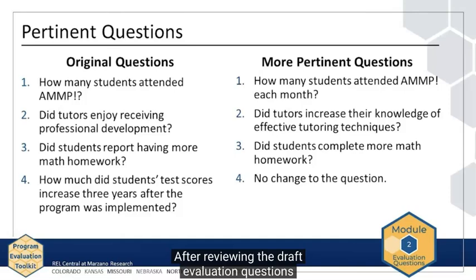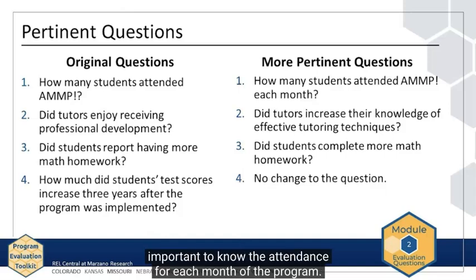After reviewing the draft evaluation questions against the pertinent criterion, the AMP evaluation team revises the questions. This activity requires them to really focus on what they want to learn about AMP. First, the team looks at question 1 and realizes that the total number of attendees really won't tell the team what it wants to know. The team feels that it will be more important to know the attendance for each month of the program.